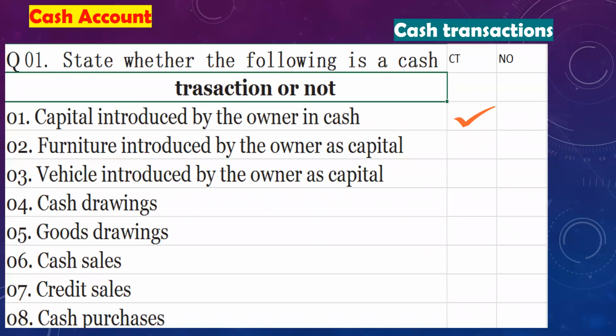If owner introduces a furniture, remember, owner brought a furniture. Did we pay money to owner? Say yes or no, answer. Did we pay money? Wait. Did we pay money? Answer.